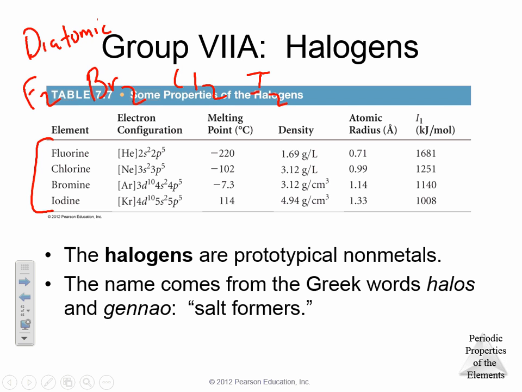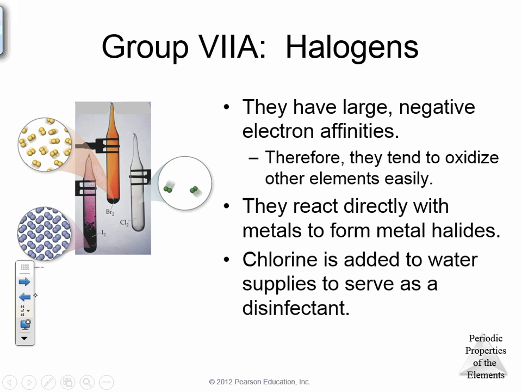So those are the halogens. They are the most reactive of the nonmetals simply because they have 7 electrons. They want to have one more to get to 8. They react directly. Chlorine, nothing you don't know there.